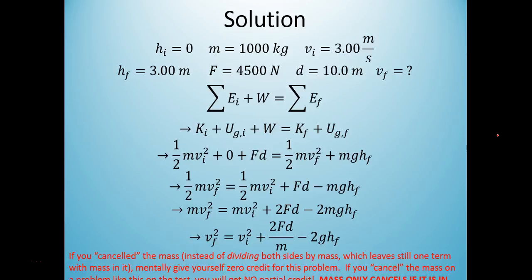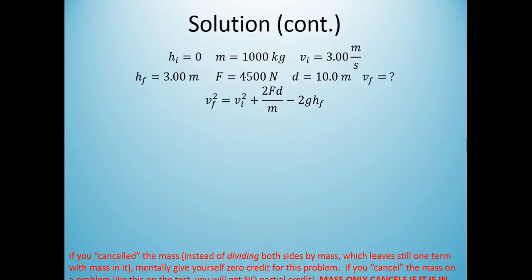Now, if you canceled mass in this problem, instead of dividing both sides by mass, which leaves one term with mass in it, then you should mentally give yourself 0 credit for this problem, because canceling only works on a problem like this if there is a mass term in every single term. And there's not, so you can't cancel them. You can divide both sides by mass, that's legal, but that division will not result in it completely canceling. You have this over m right here upon doing that. It gets rid of the m here and here though, so it makes things a little bit easier, maybe.